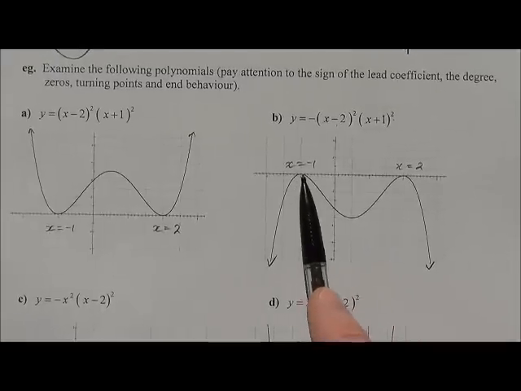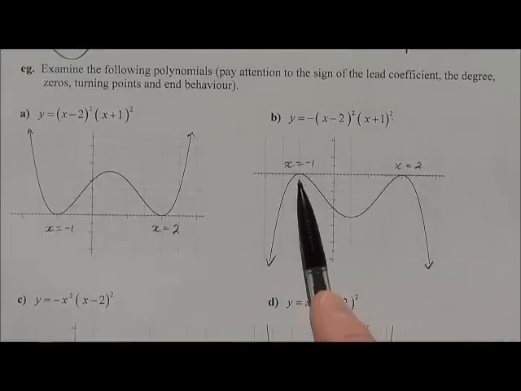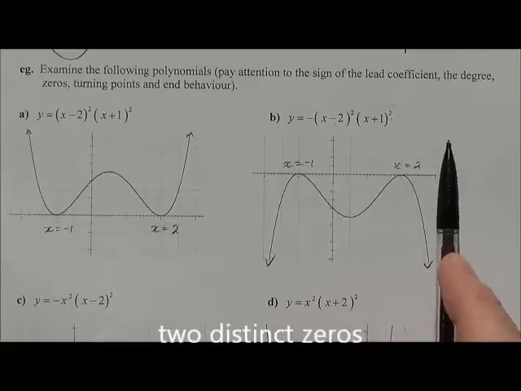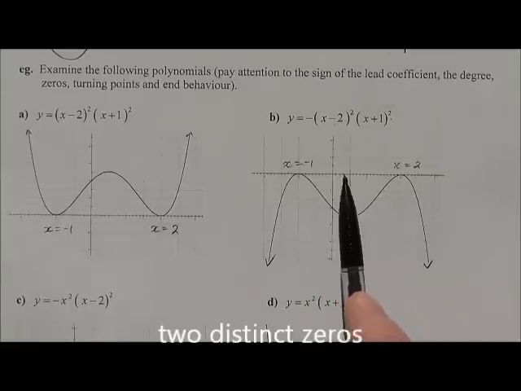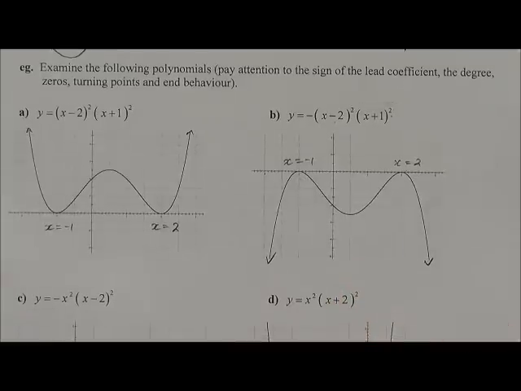Now it also has, because of this double root and this double root, there's actually 4 roots there, but just 2 distinct roots. So degree 4, 4 roots, even though there's only 2 distinct roots that you can see.